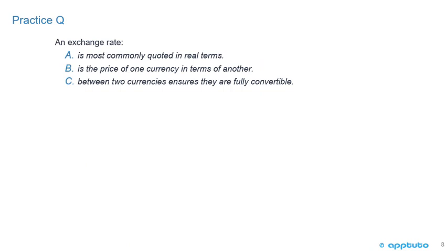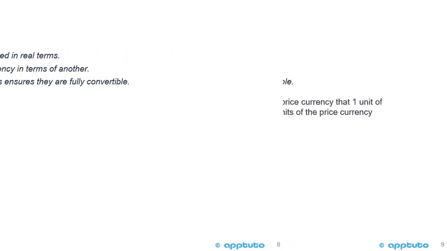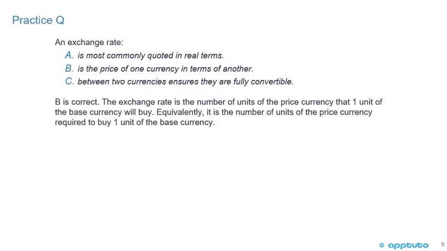An exchange rate, A, is most commonly quoted in real terms. B is the price of one currency in terms of another. Or C, an exchange rate between two currencies ensures that they are fully convertible. That shouldn't be too difficult. The correct answer is B. An exchange rate is the price of one currency in terms of another.